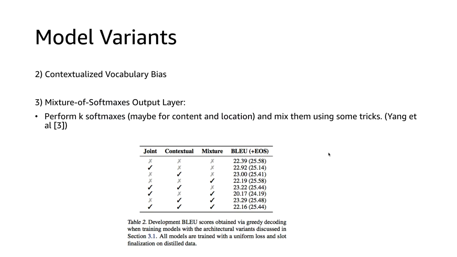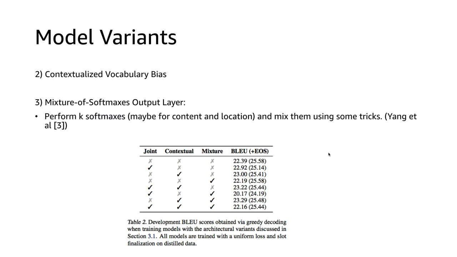That's what mixture of softmaxes does, where you perform k softmaxes. Let's say you do a softmax over the content and a softmax over the location, and then you combine them using some tricks. Again, this is like an entire paper in itself, so I'm not going to go into that. But what is important for us is the table where they do an ablation study of the different approaches. What works best for them is to use a joint distribution with the mixture of softmaxes, I guess.